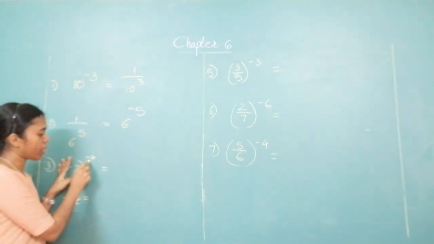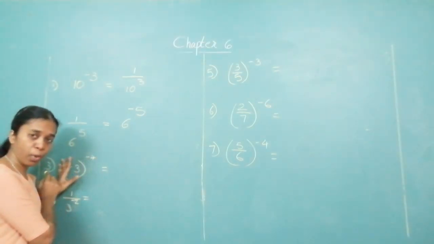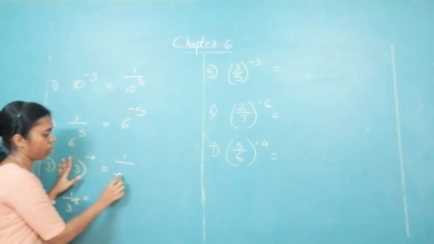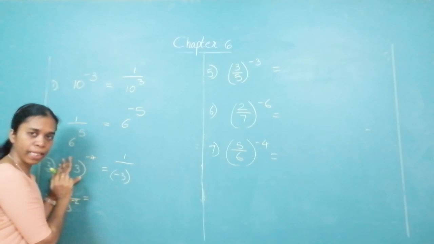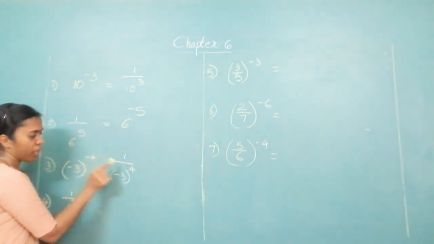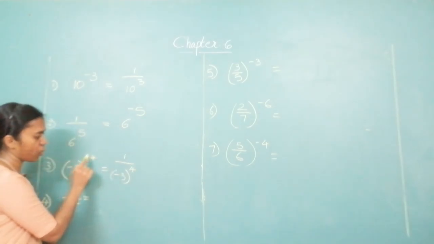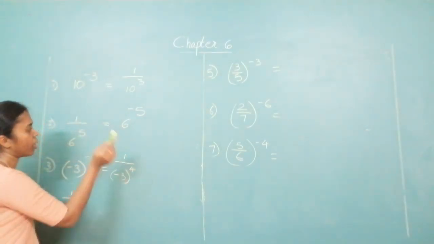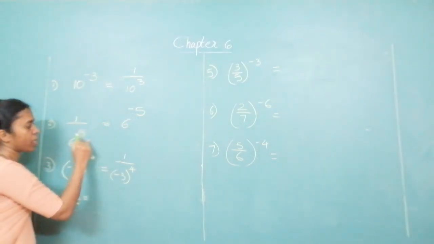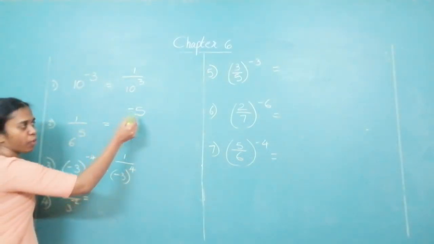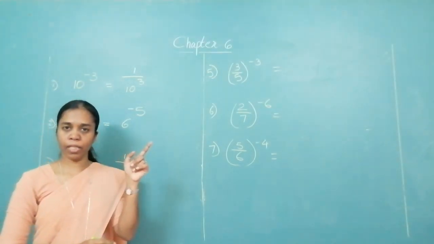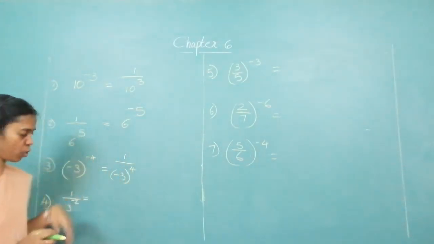Now, my index here is negative. I want to write it in positive. So what should I do? I will bring it into the denominator. Minus 3, base remains as it is. It becomes 4. So from numerator, when it came to the denominator, the sign changed from minus to plus. You can see here, from denominator, when it went to the numerator, the sign changed from plus to minus. So when we exchange numerator and denominator, the index sign changes from plus to minus, minus to plus.